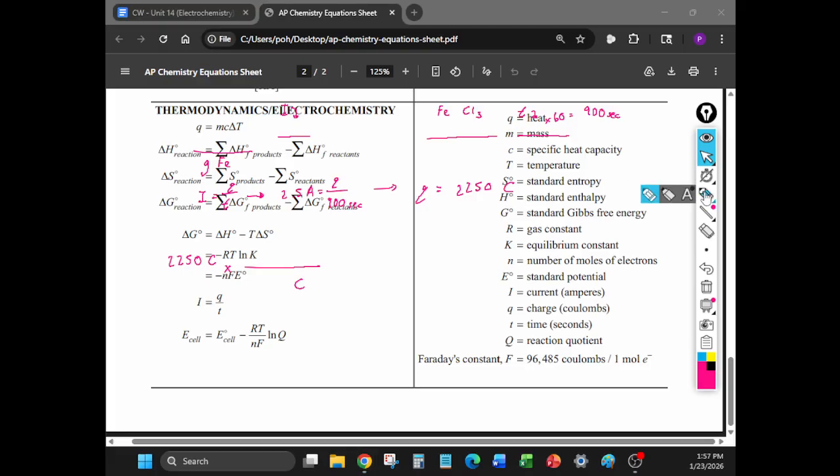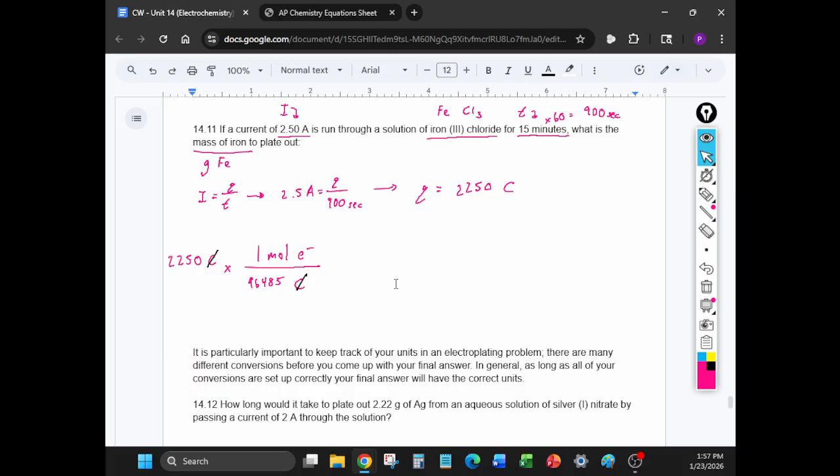So what we're going to do is plug in 96,485 coulombs on the bottom of our fraction. That's going to allow us to cancel out coulombs. And then it is equal to 1 mole of electrons, so we're going to put 1 mole of electrons. We're going to use Faraday's constant. Now, we don't want moles of electrons. We're still trying to turn it into mass of iron. So we need to get rid of moles of electrons and turn it into iron.